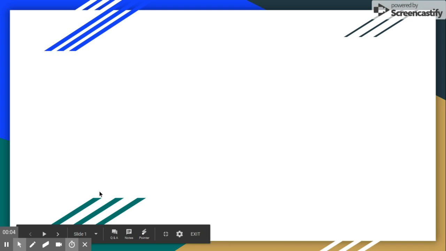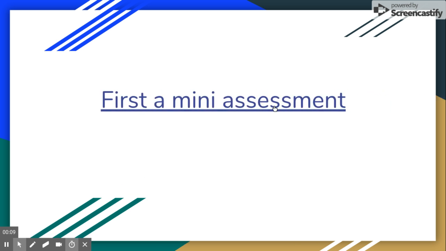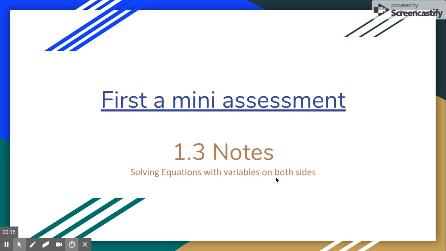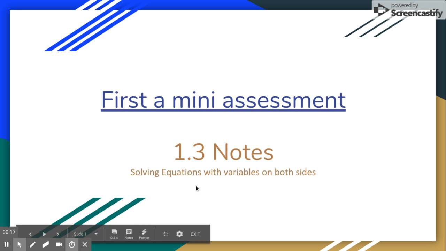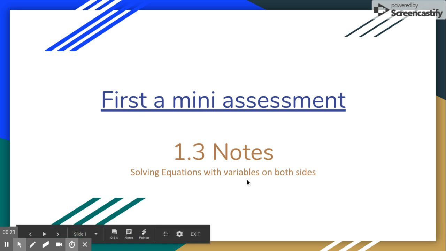Alrighty. So we have presumably done the mini assessment in class today, and now we're going to take some notes on solving equations with variables on both sides. These equations are a little more challenging, but once you understand why we do what we do to solve them, they're as easy as any of the others.